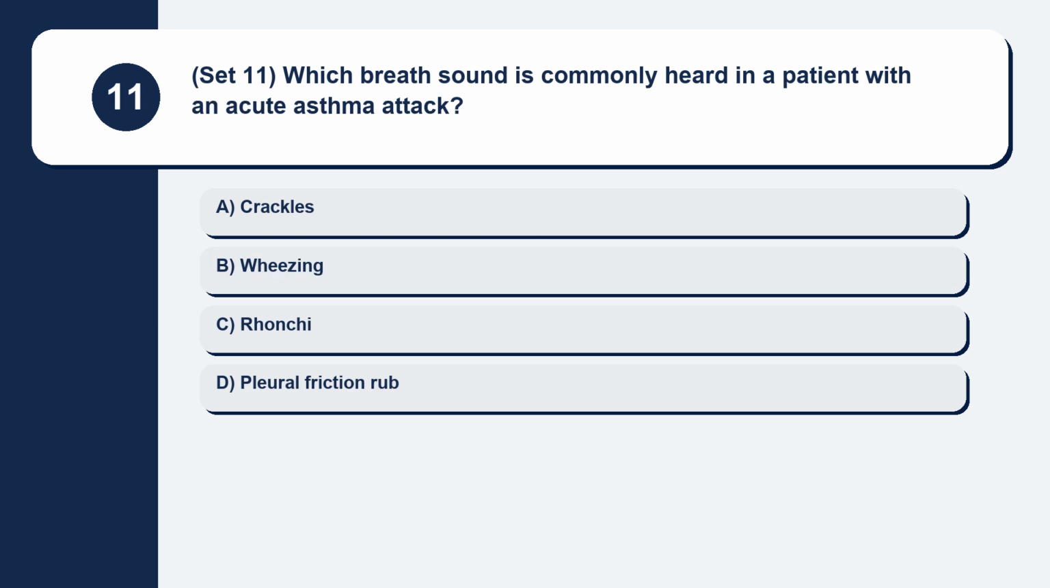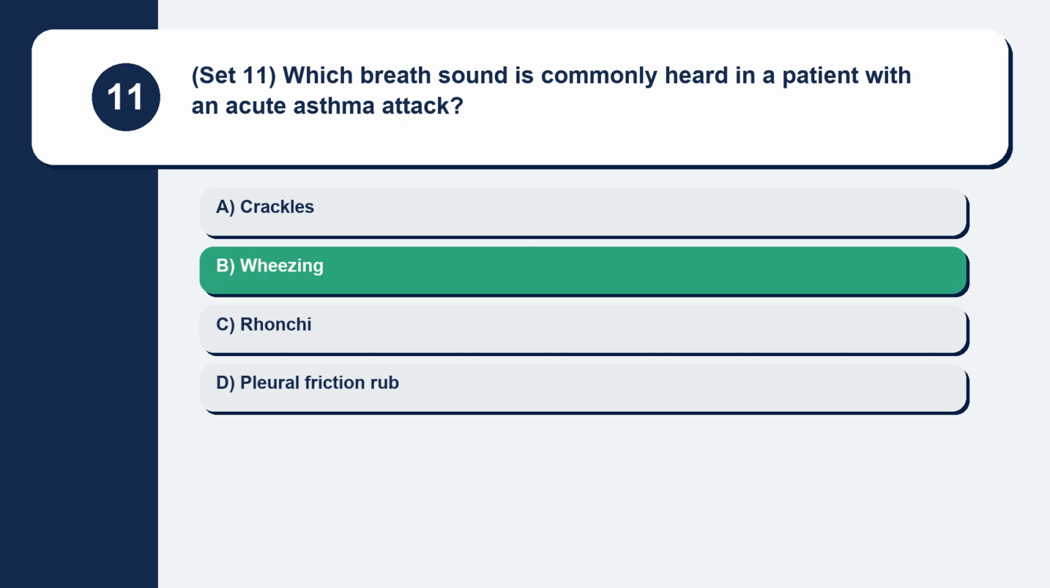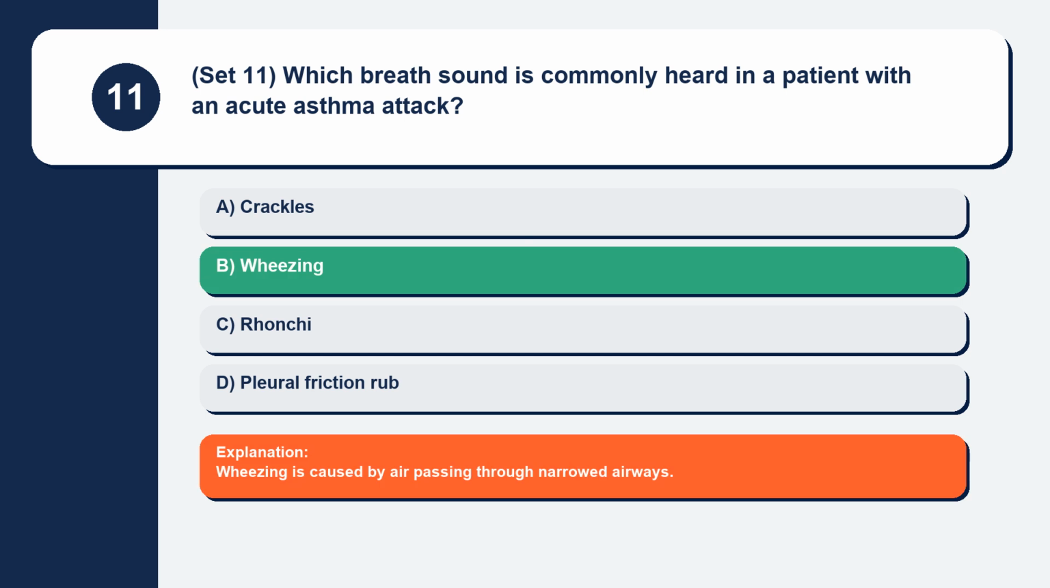Question 11. Set 11. Which breath sound is commonly heard in a patient with an acute asthma attack? Crackles, wheezing, rhonchi, pleural friction rub. Wheezing is caused by air passing through narrowed airways.